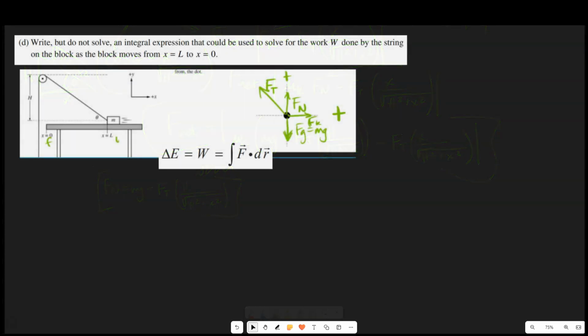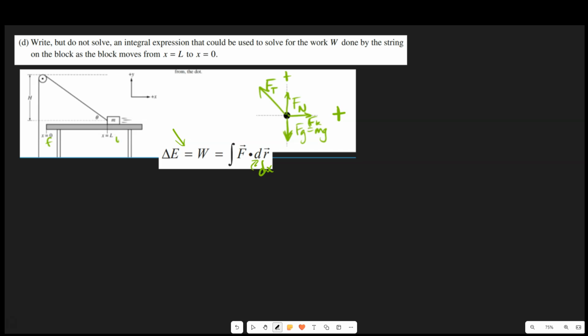Okay, and so D says, write but do not solve an integral expression that could be used to solve for the work done by the string on the block. The block moves from x equals L to x equals 0. So this is what's on your equation sheet right here. And what we really want is, in this case, we'll call this dx. X is kind of a stand-in for r. They're basically the same thing, just labeled differently. So we're going to use that here.